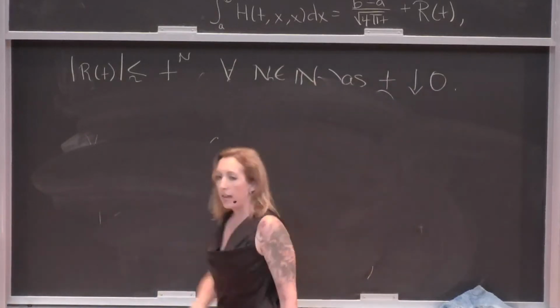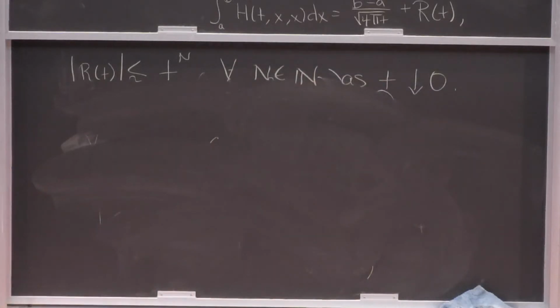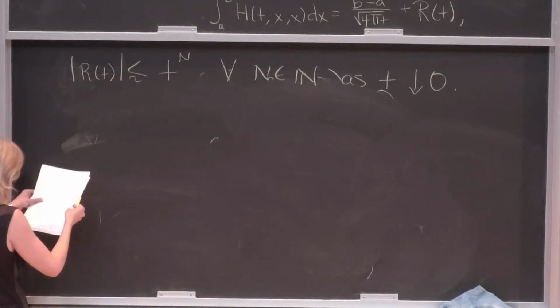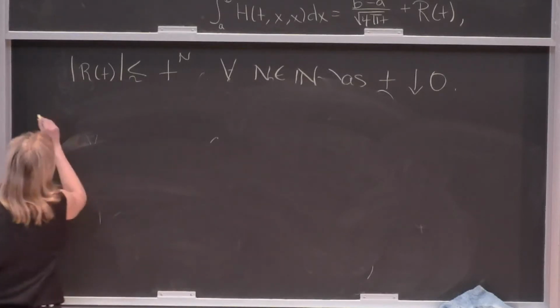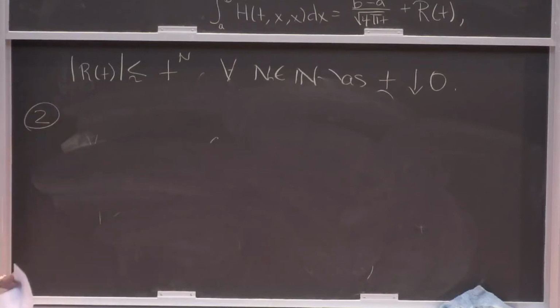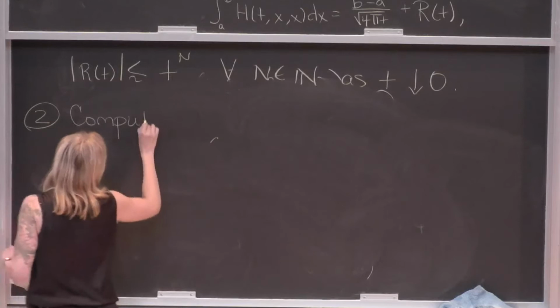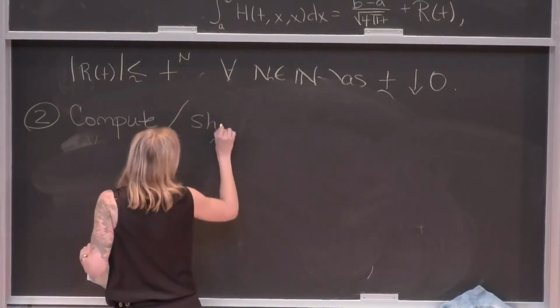It's rapidly decaying as t goes to 0. So in particular, it decays faster than any polynomial in t. Now, exercise 2 is to compute the following, or show that, because I computed it.